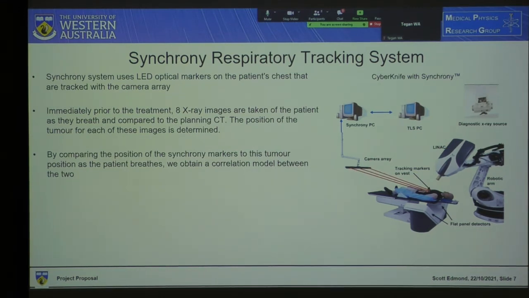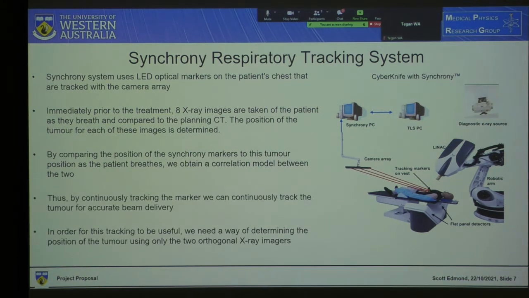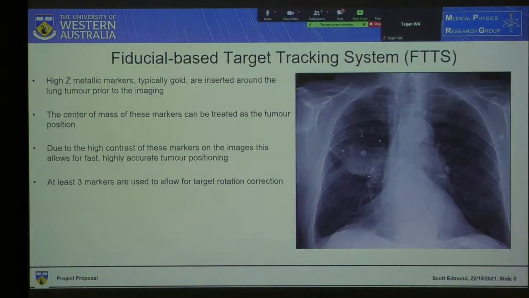And immediately prior to the treatment, 8 X-rays are carried out whilst the patient breathes. And so we can track the motion of the optical markers, we can track the motion of the tumour, we can establish a correlation model between the two. So instead of continuously tracking the tumour using X-rays, we continuously track it using these optical markers on the vest. However, in order for this to be useful, we need a really quick and efficient way of delineating and targeting the tumour inside the body using only those X-ray images that we take to update the model.